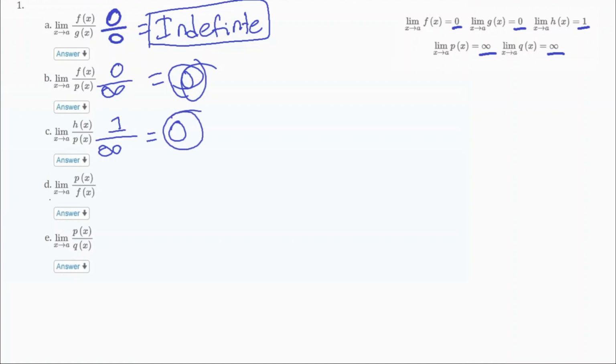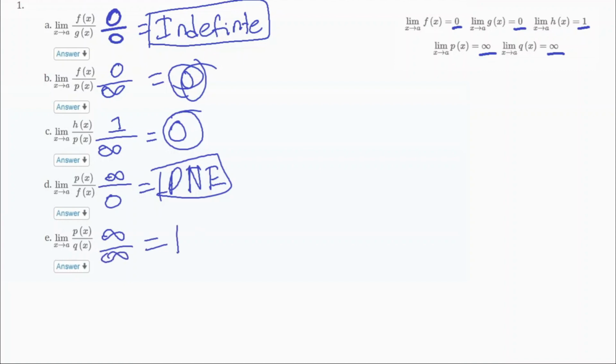And d is going to be the limit as x goes to a of p(x) over f(x). p(x) is going to be infinity. f(x) is going to be 0. It's going to be infinity over 0. And as we talked about, infinity over 0 is going to be does not exist, because anything over 0 does not exist. And e is going to be the limit as x goes to a of p(x) over q(x). So p(x) is infinity and q(x) is infinity. It's going to be infinity over infinity, which is an indefinite form. That would be our answer for e.